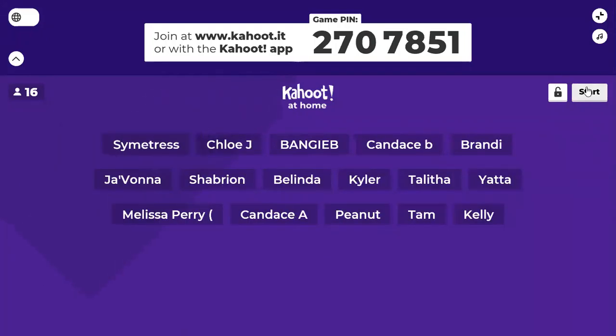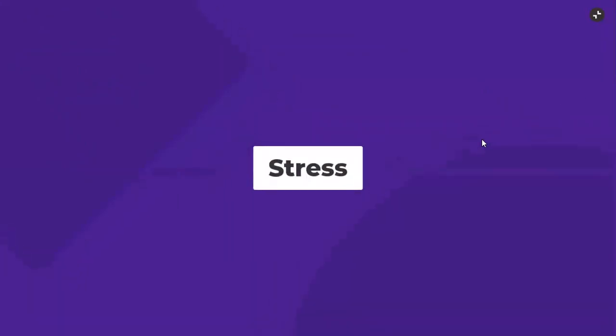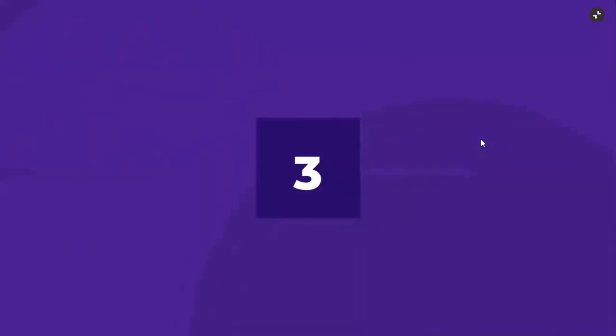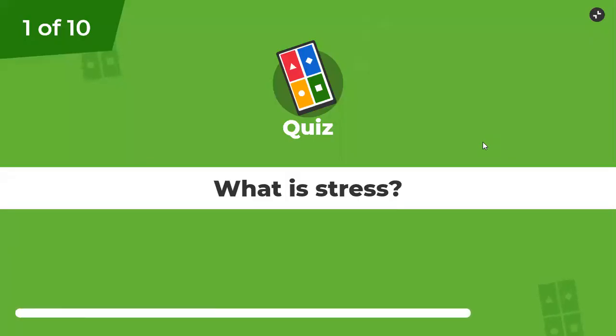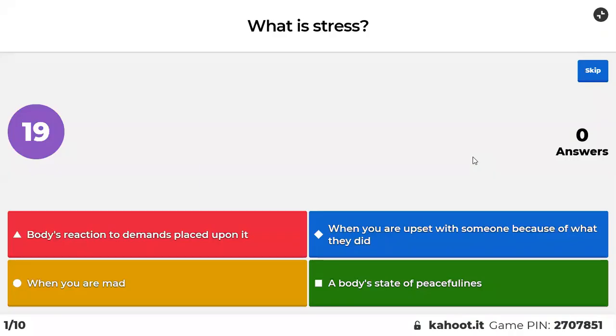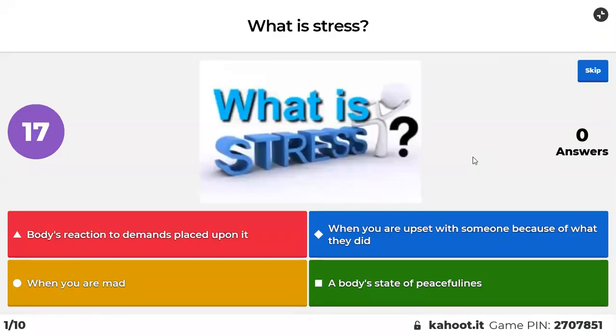But this game is in relation to stress. What we're going to do is ask you a couple of questions, and you're going to choose the answer and then select the option on your phone. So the first question is, what is stress? Whoever answers the fastest and gets it correct gets the most points.